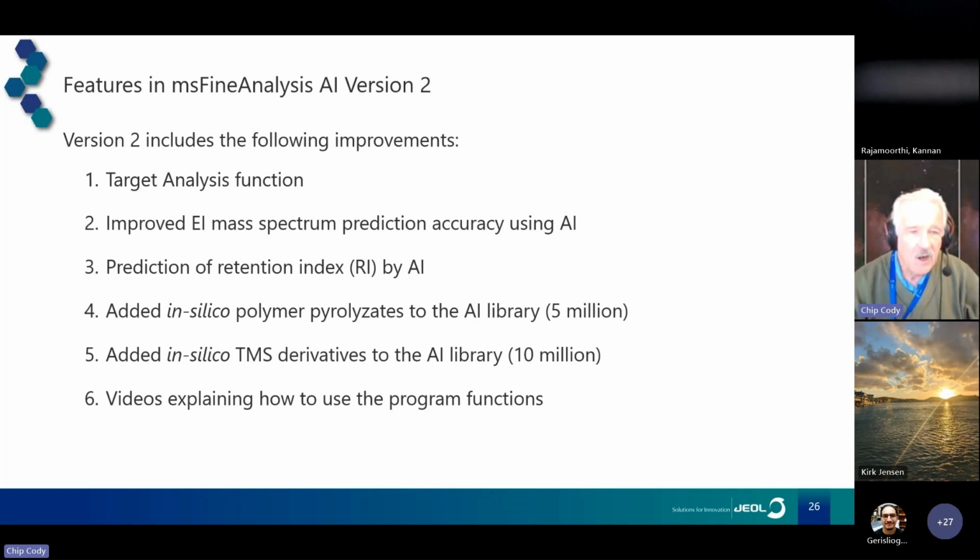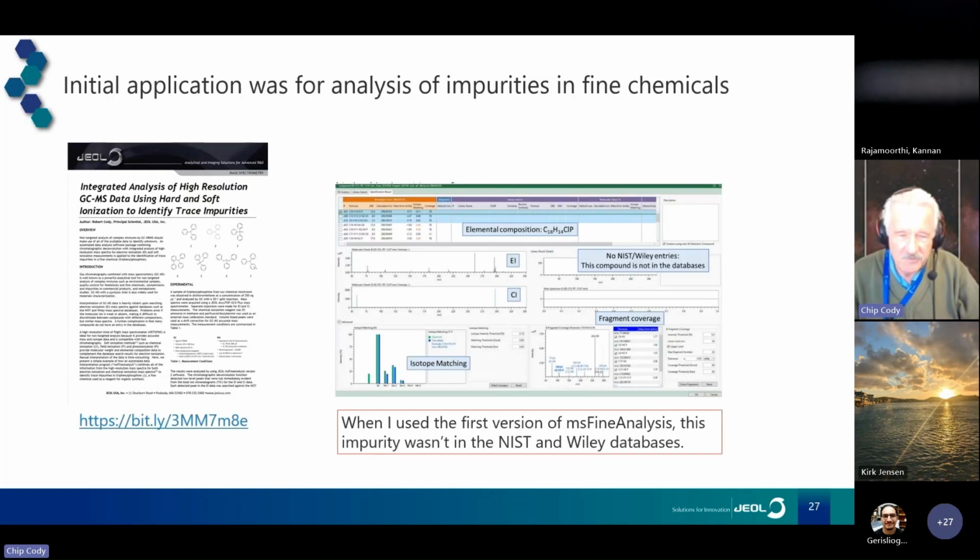But let's back up for a second and look at what this looked like when it first came out. We first got the software a few years ago. The initial application was for analysis of impurities in fine chemicals, and I briefly mentioned this at the polymer workshop at the ASMS meeting last year. This is one of the examples I made an application note for, using impurities in triphenylphosphine.